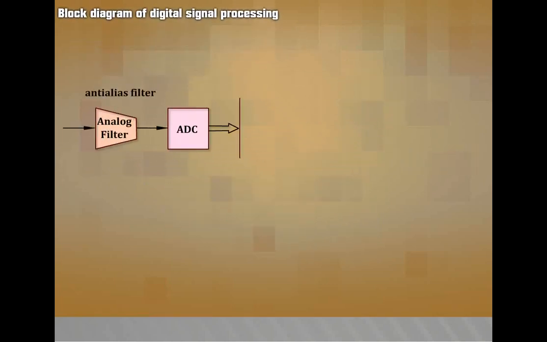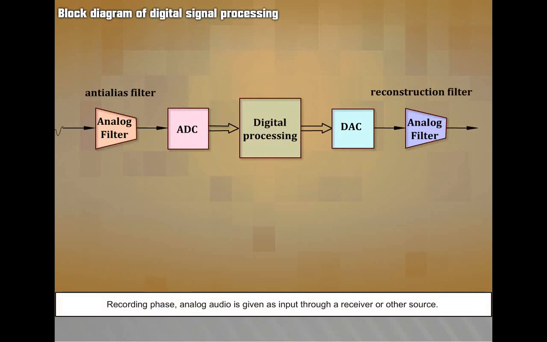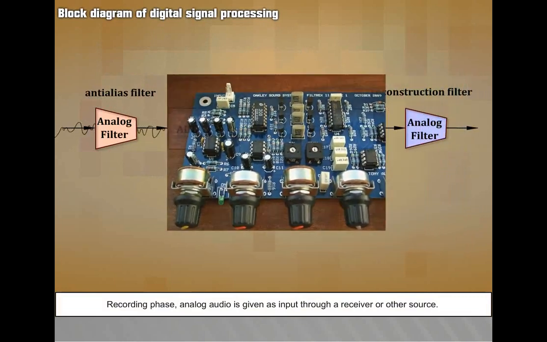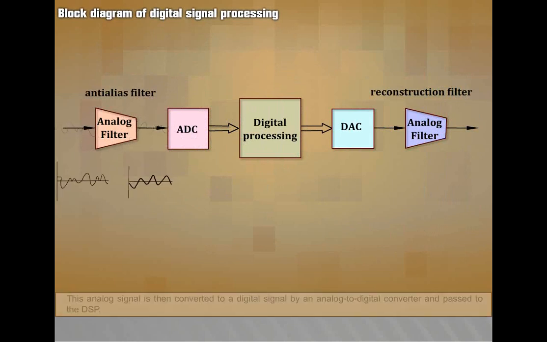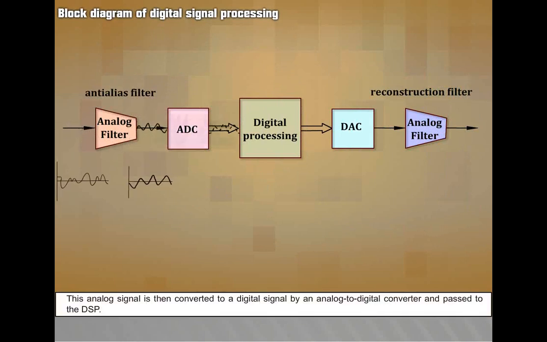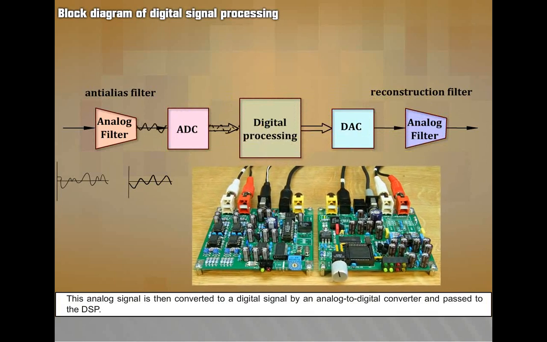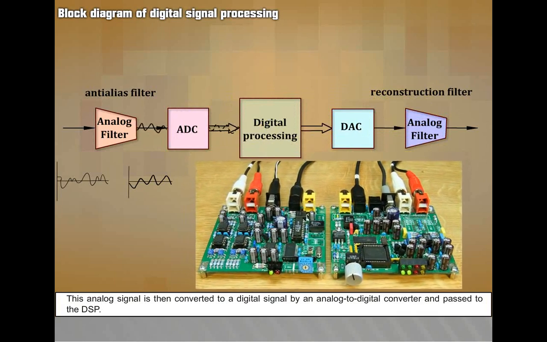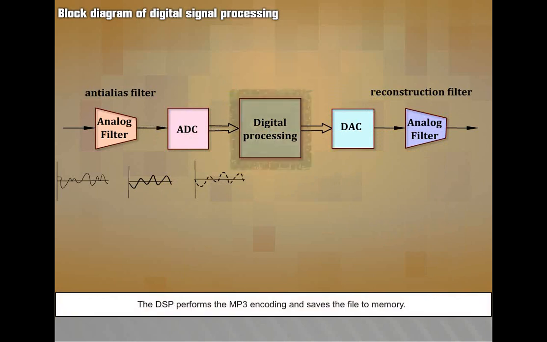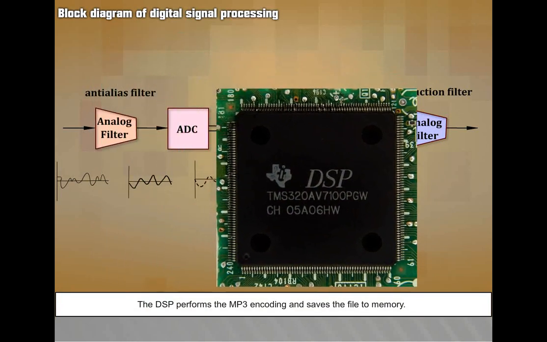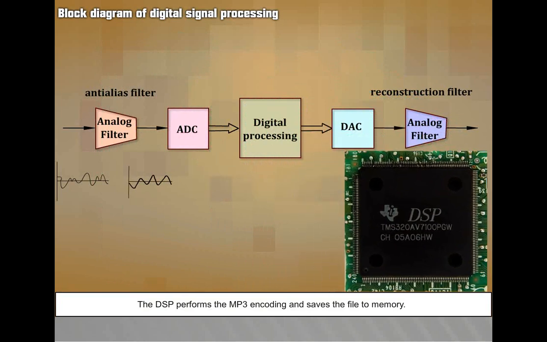Block diagram of digital signal processing. Recording phase. Analog audio is given as input through a receiver or other source. This analog signal is then converted to a digital signal by an analog to digital converter and passed to the DSP. The DSP performs the MP3 encoding and saves the file to memory.